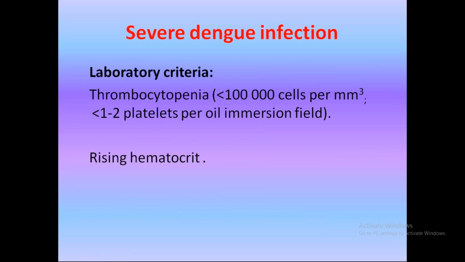Laboratory criteria usually associated with severe dengue are thrombocytopenia, that is less than or equal to 1 lakh cells per cubic mm, or less than 1 to 2 platelets per oil immersion field. If the total count is less than 1 lakh per cubic mm, or for each oil immersion field less than 1 to 2 platelets, it is called thrombocytopenia. And rising hematocrit, that is PCV, more than 65%.